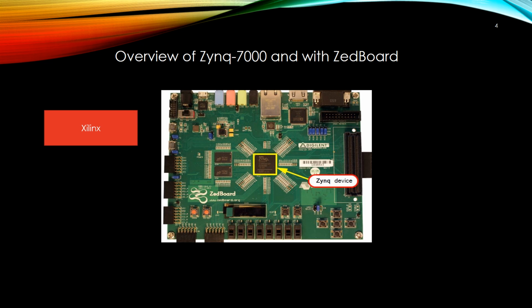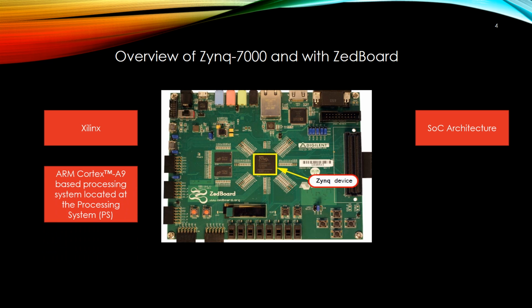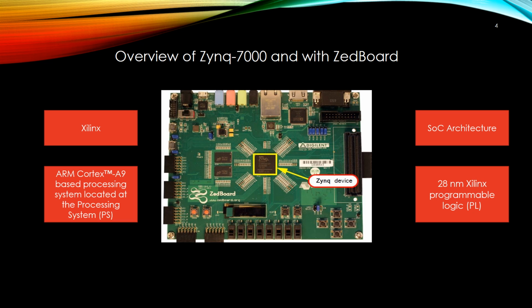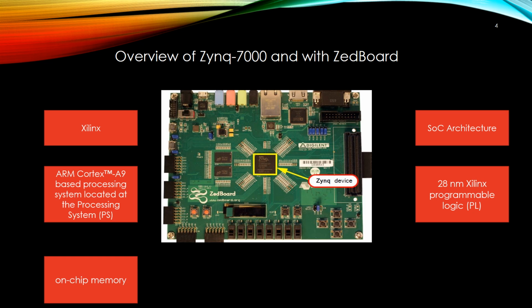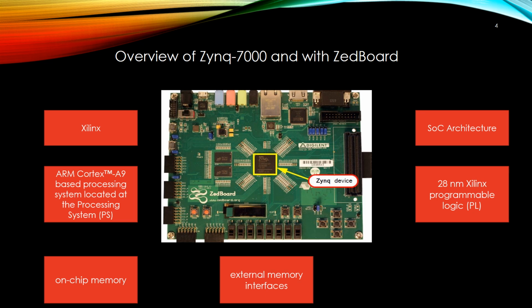The Zynq 7000 family is based on the Xilinx all programmable SoC architecture. These products integrate a single-core ARM Cortex-A9 based processing system, which will be referred to as PS, and 28nm Xilinx programmable logic, which will be referred to as PL, in a single device. The ARM Cortex-A9 CPU further includes an on-chip memory, external interfaces, and a rich set of peripheral connectivity interfaces. In the next slide, we will peel the cover off the Zynq chip to see what's inside.